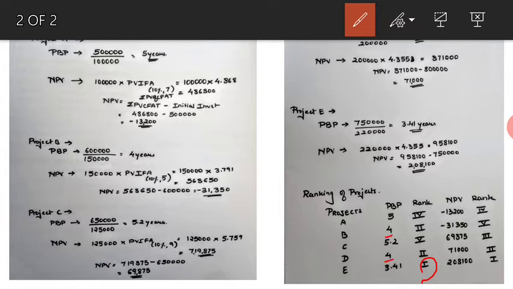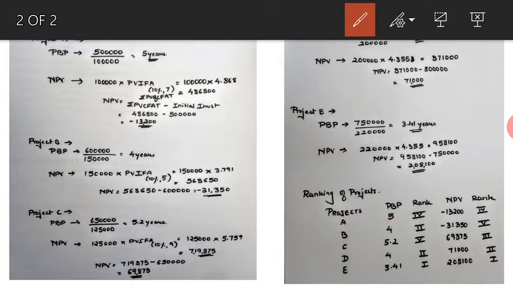Then we have 4 and 4 for 2 projects, so we rank them as 2 and 2, because both the projects have equal payback period. Now when there are 2 similar ranks, we skip the 3rd rank. We go to the next one, that is 5 years, which is 4th rank, and 5.2 years, which is 5th rank. So this is how you rank the payback periods.